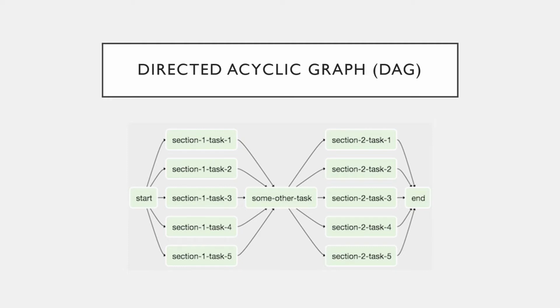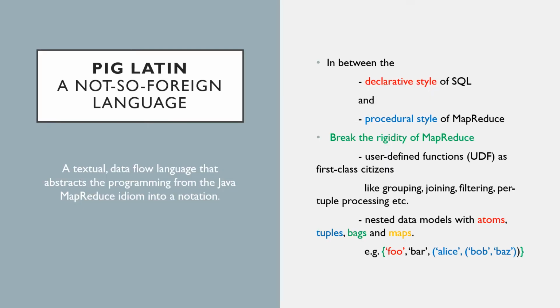So how is pig scripting done? It involves the use of Pig Latin. Pig Latin is a textual data flow language that abstracts the programming from the Java MapReduce idiom into a notation. It is in between the declarative style of SQL and the procedural style of MapReduce.